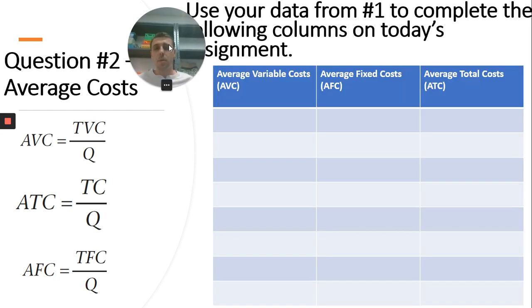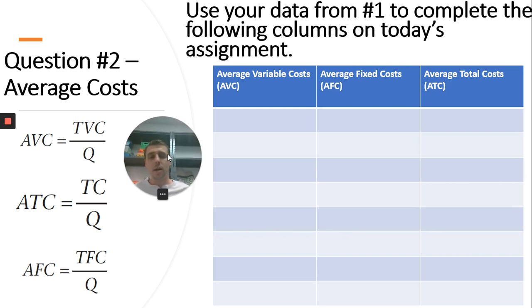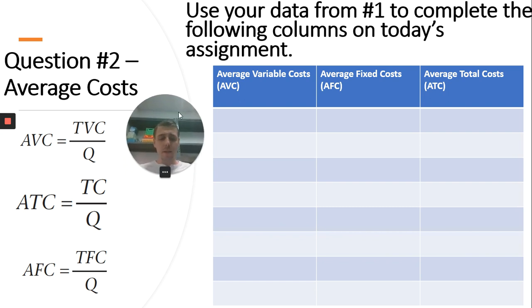Now, here we have number 2. I'm going to pause it in a second. This is the second half of your graphing of your table assignment. So you're going to use the same data that you used on the first question to complete these final 3 columns. Average variable cost, average fixed cost, and average total cost. I recommend you keep this up and pause because I have the formulas here. Once you complete those, go ahead and move on to the next slide.